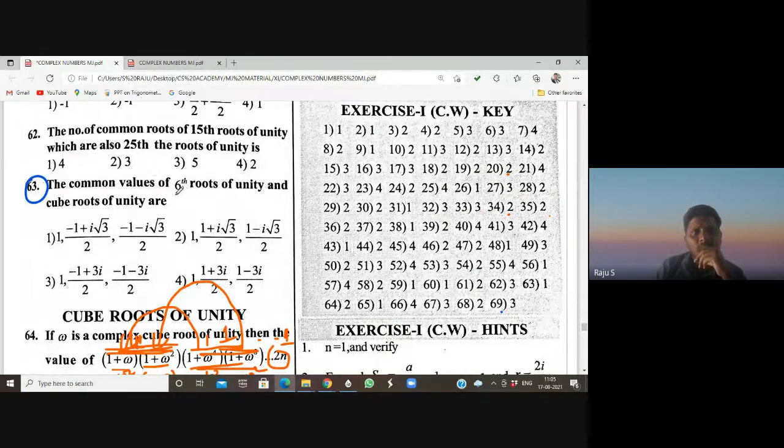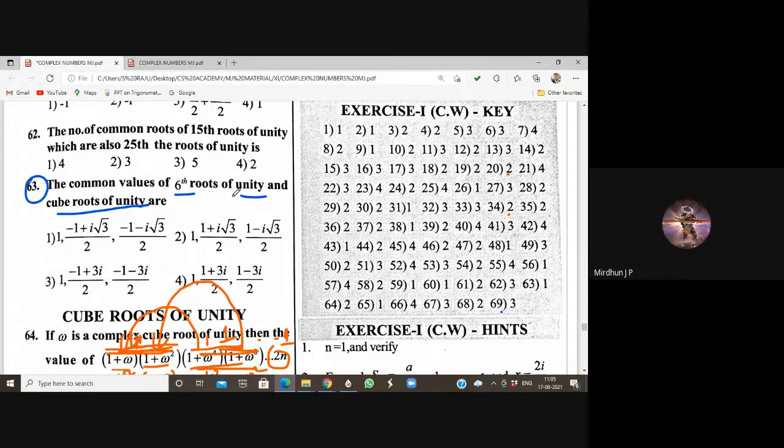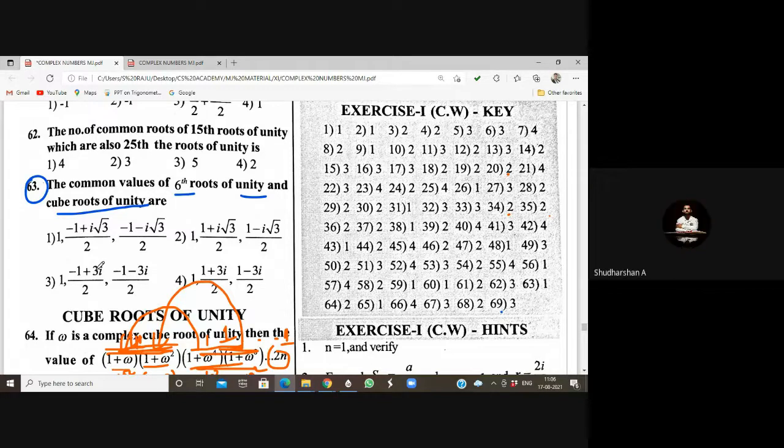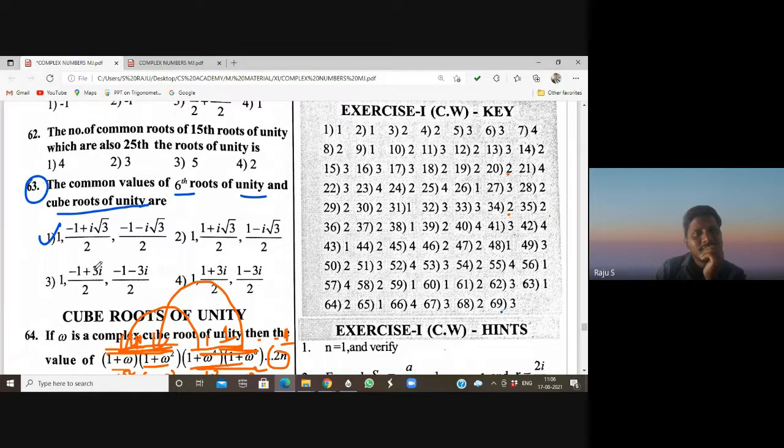The common values of sixth roots of unity and cube roots of unity are: only three roots are given, which are common for the cube roots of unity and sixth roots of unity. Nothing but three values are given. These three must be the cube roots of unity. Which is the correct answer? First option, sir. First option. That's all, because omega does not contain three. These two are wrong. But either the second option or the first option is correct. But in that, -1 is there. Only if -1 is there is it a root. First option, direct question.